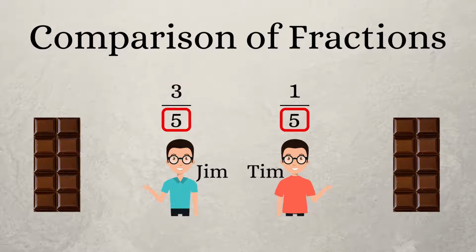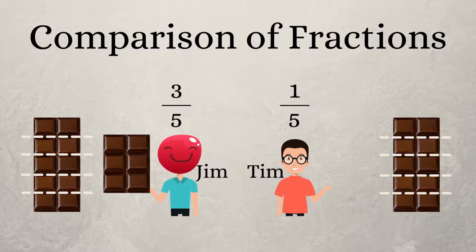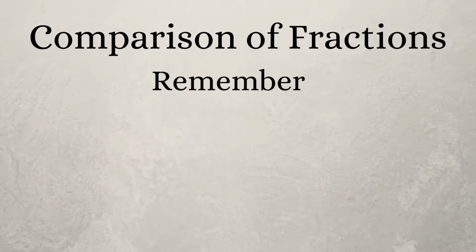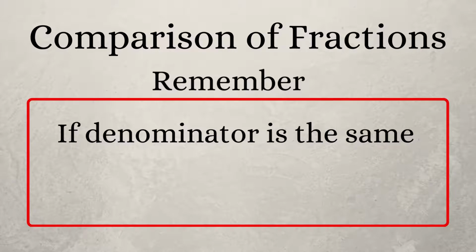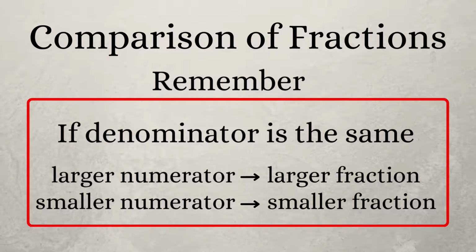Since the denominator is 5, it means both the chocolates are divided into 5 pieces, and Jim gets 3 parts, but Tim gets only 1 part. So we can say that 3/5 is larger than 1/5. The takeaway here is, as long as the denominator is the same, if the numerator is large, it's a larger fraction, and a smaller numerator means it's a smaller fraction. Now let's move on to the next scenario.